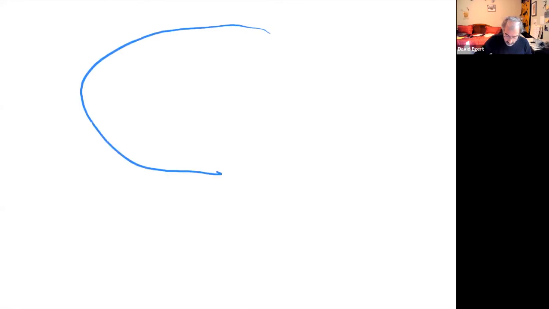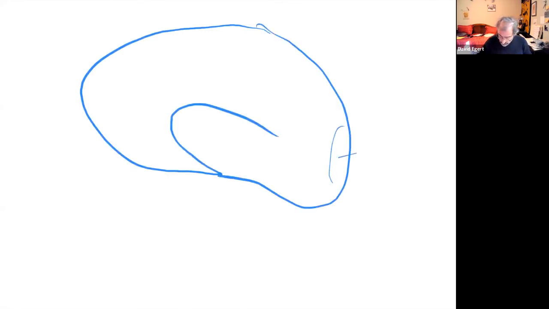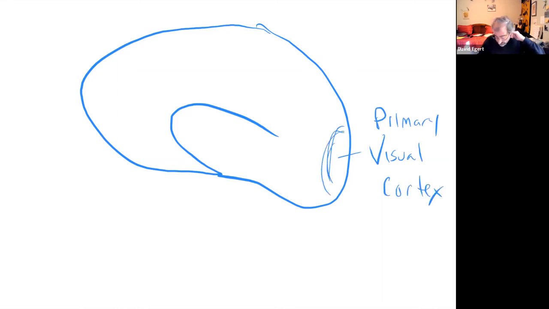Let's go back to the visual cortex now. Primary visual cortex. This is as good a place as any to introduce the idea of mapping, which is pretty interesting in the nervous system. The word mapping can mean different things. What I mean in this case is the correspondence between the physical world and where things are being processed on the actual cortex.